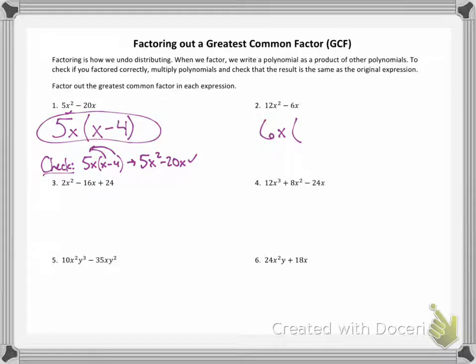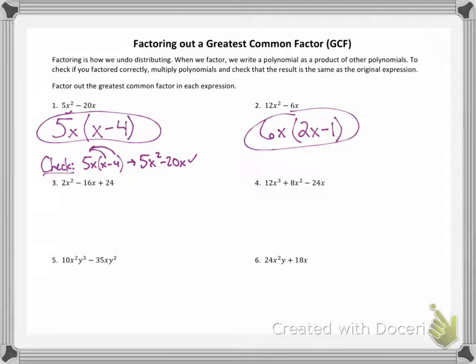Once I write my GCF, I open up that set of parentheses and divide the 6x away from each term. So 12x squared divided by 6x, 12 divided by 6 is 2, x squared divided by x is x. Negative 6x divided by 6x. Negative 6 divided by 6 is negative 1. X divided by x cancels out. And I have my final answer: 6x times the leftovers, 2x minus 1.